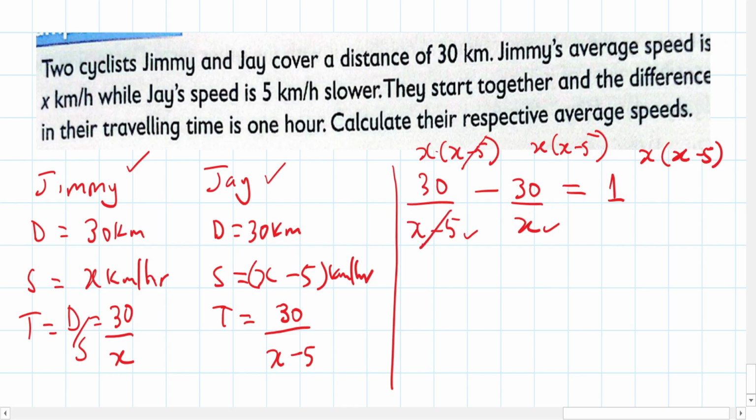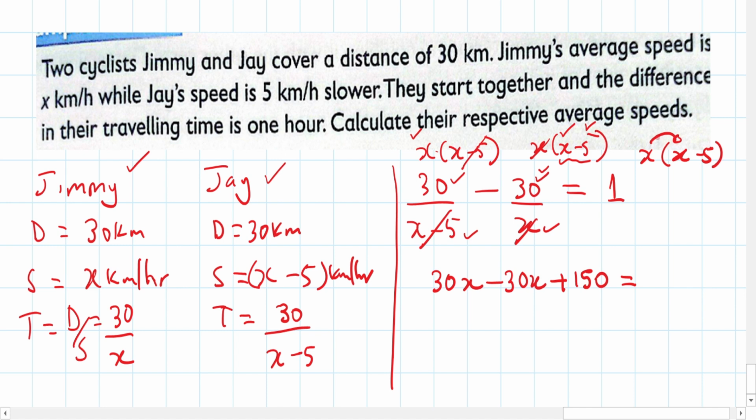This one will cancel out with this, and therefore you just have 30 times x, which will give you 30x. And this one will cancel out with this one, the x is cancelled, and we'll just remain with x minus 5, and therefore you're going to have negative 30 times x, which gives negative 30x, and negative 30 times negative 5 is going to give you positive 150, which is equal to x times x minus 5, because it won't cancel out with anything.